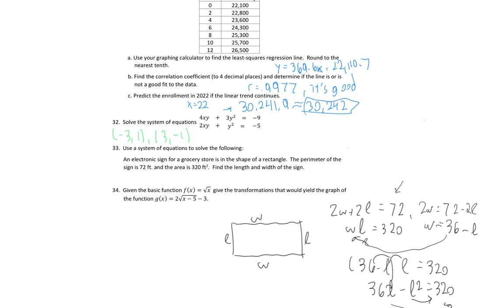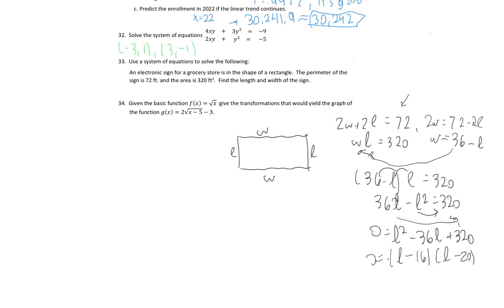From there, I can do quadratic formula, but this is going to factor to L minus 16, L minus 20. And so I can get either L equals 16 or L equals 20. Well, if L equals 20, I can plug these into this equation up here, or to find the width, I can just use that one instead. So it means the W would be 36 minus 16, which is 20. And here the W would be 36 minus 20, which would be 16. So you see, either way, it's 16 by 20.